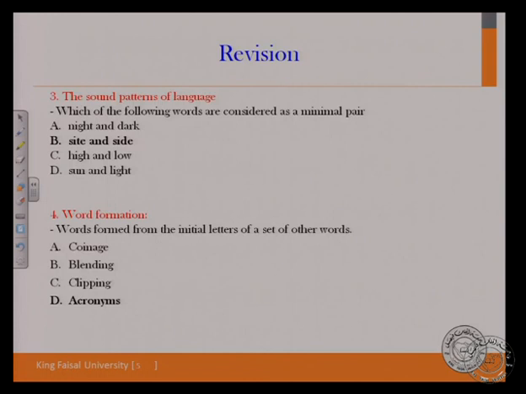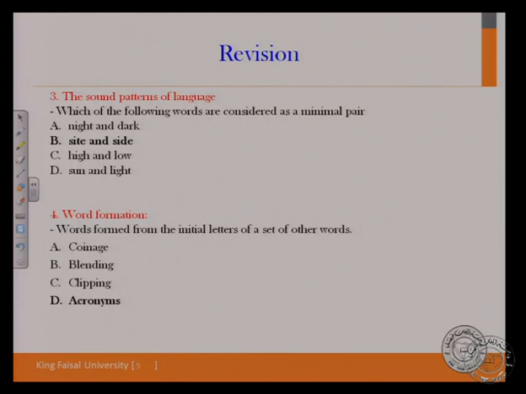Now, which of the following words are considered as a minimal pair? We have night and dark, sight and side, high and low, sun and light. Now, which one of these words are considered as a minimal pair? Of course, the answer is B, and this is the best answer and the correct answer for this question.